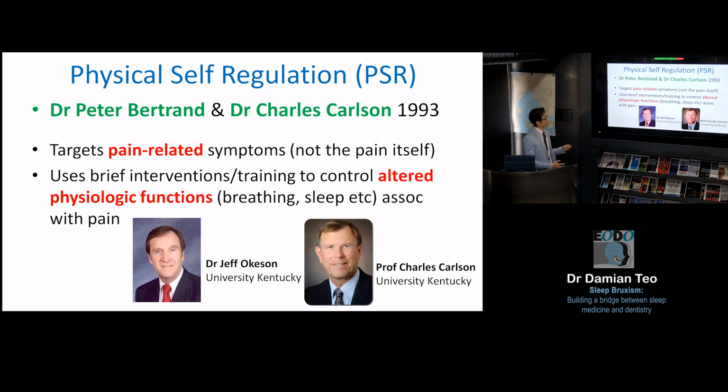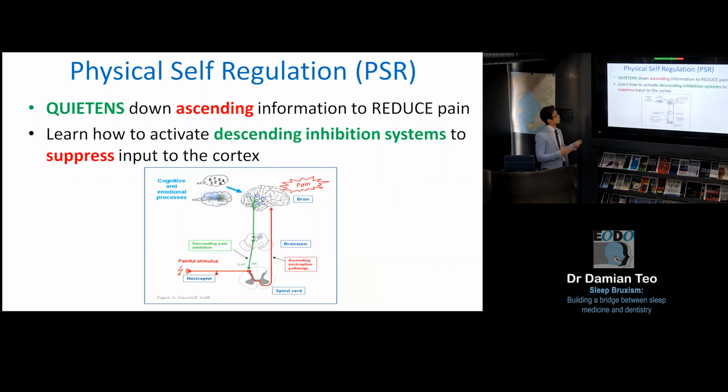And it uses brief interventions and training to control these altered physiological functions, such as the breathing and sleep, which is associated with the pain. So if I've got jaw pain, I'm not going to keep focusing on doing Botox or splints or anything for the jaw. I'm going to focus on training, teaching and educating patients on other physiological components which can increase pain in our body. So what we're doing with PSR therapy is we're trying to quiet down the nervous system.